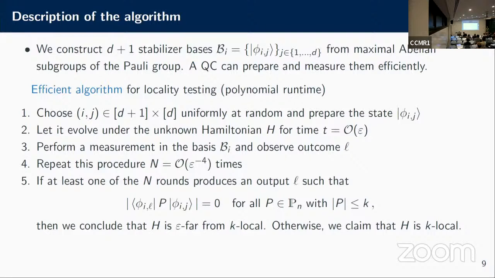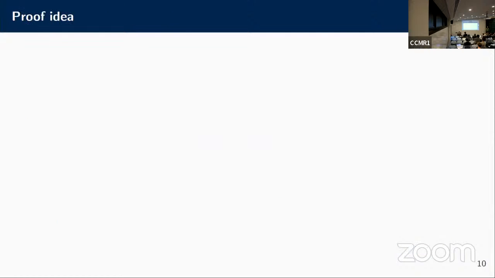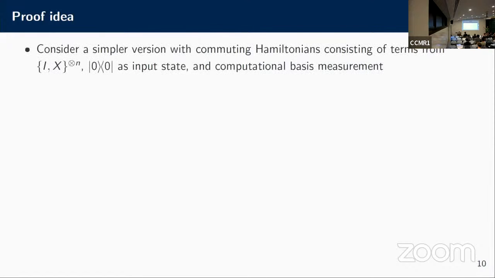Right. So that's the algorithm, and then you have to prove that it works. The checks in the last step are where the classical overhead comes from. So for the proof idea, let's sketch a simplified case. For example, we only assume that we have only I or X, so that's a commuting Hamiltonian. And for this, we can make our life a bit easier. The proof is actually more complicated; this is just for the purpose of this presentation.